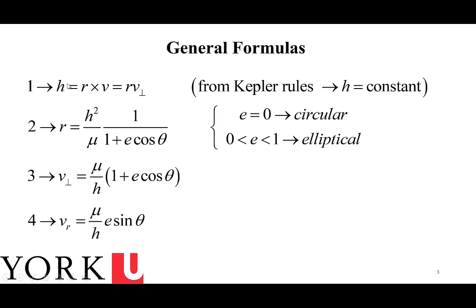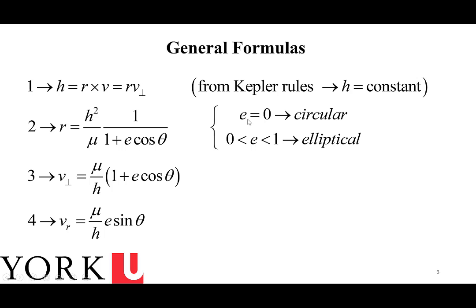First, angular momentum, which is h, and we calculate it by the product of radius with velocity. And we know from Kepler's laws that the angular momentum is constant for every orbit. Radius is equal to this formula, and in this formula, h is angular momentum, mu is the gravitational constant coefficient, and e is the eccentricity, which shows the shape of the orbit.